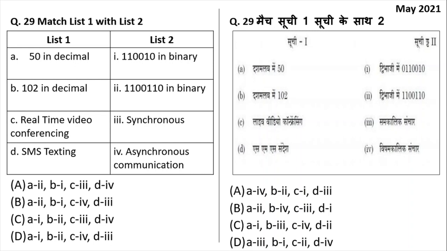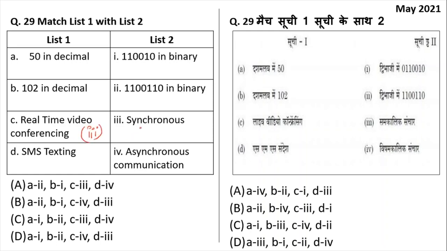One more question is match the following question. So here the options are 50 into decimal, 102 in decimal, real time video conferencing, SMS texting. So before solving it, let's see first we will solve this. Maybe we'll get the answer. Real time video conferencing is synchronous communication.